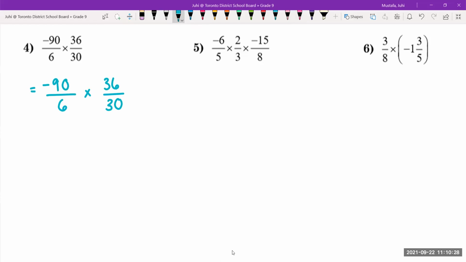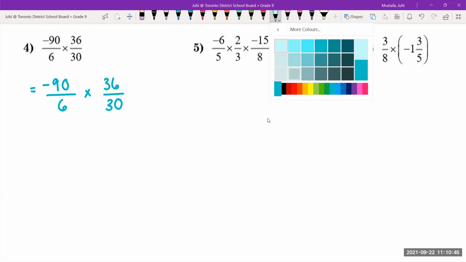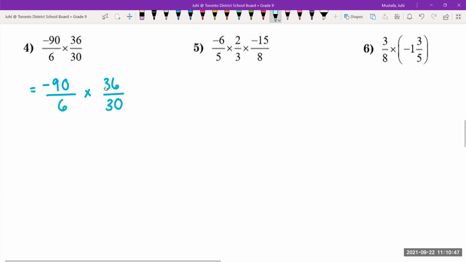So remember last time we cross-reduced vertically? Another way to cross-reduce is diagonally. So we can actually cross-reduce the 90 and the 30 and the 6 and the 36. Let's see how we would do that. Can anyone tell me what is a number that 6 and 36 are both divisible by?